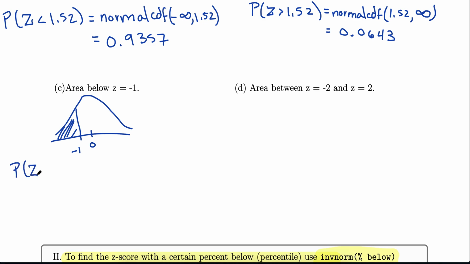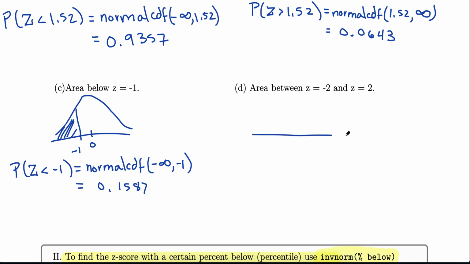So first, in probability notation, z is less than negative 1. Notice that I'm using z now instead of x as I have done in the past, because z is that very special standard z-score case that's centered at 0. So we'll do normal CDF, and our smallest value in this case is negative infinity, all the way up to negative 1 as my largest value, and that's going to give you 0.1587, which is great. We expected it to be about 16% from the empirical rule, and it's fairly close to that.